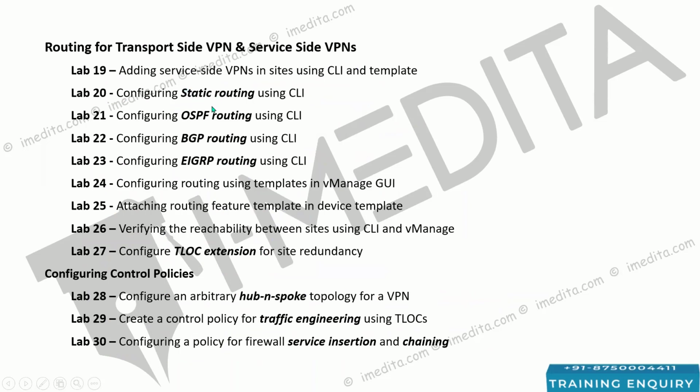Then static routing, OSPF, BGP, EIGRP via CLI and the template. We will see how we can do the configurations via CLI on the edge routers, and we will see how we can do the configurations via template onto the devices. Then additional features such as TLOC extension. So routing and everything will be done by these 26, 27 labs.